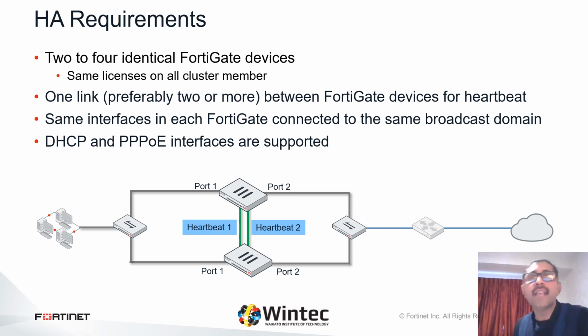Third, the same interface on each FortiGate device has to be connected to the same switch or LAN segment. Note that in the example shown here on the slide, the FortiGate devices are redundant to mitigate failure, but the switches and their links are still a single point of failure. As you will see later, you will also have redundancy in the network switches and links.